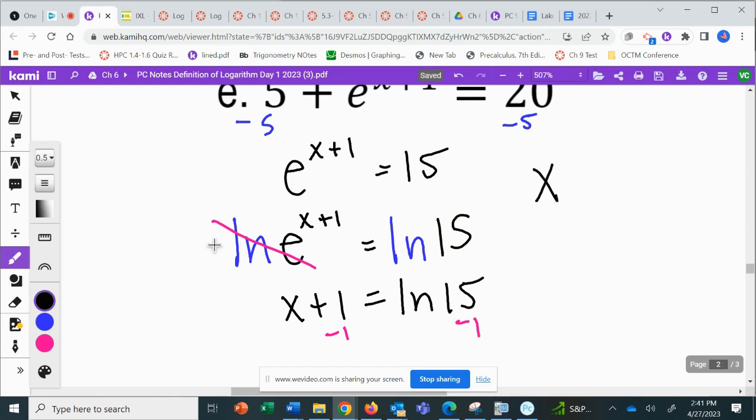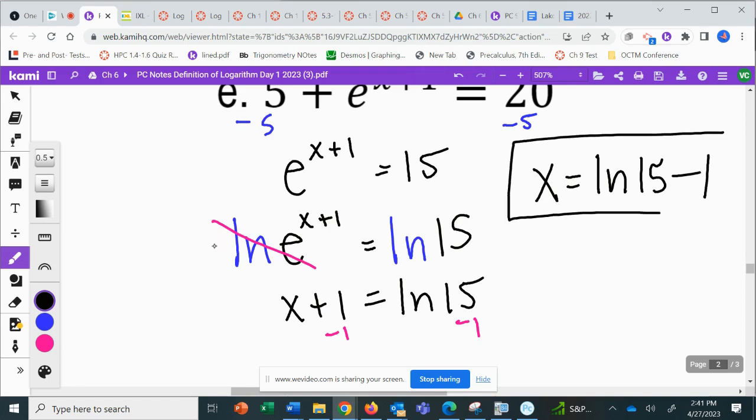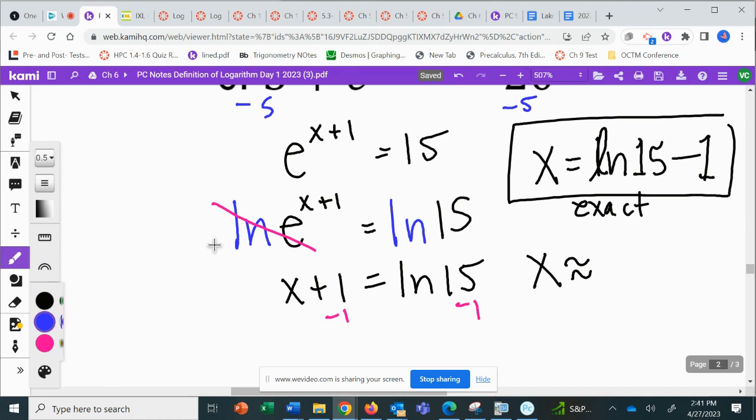So we're going to start our calculator lesson in just one moment. Once I write this down, this is the answer. This is an exact answer. This is ln 15, take away 1. Now I can't take, so remember I told you there's understood parentheses here. So we can't take away the 1 from the 15.